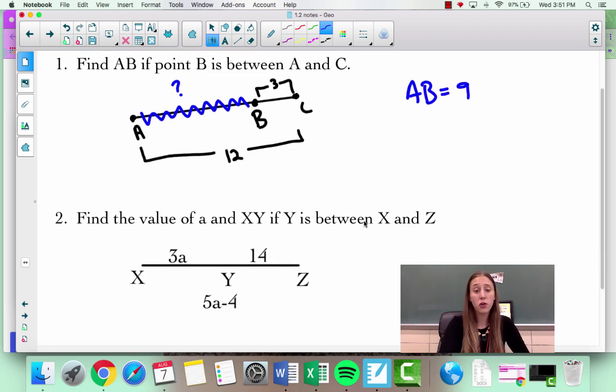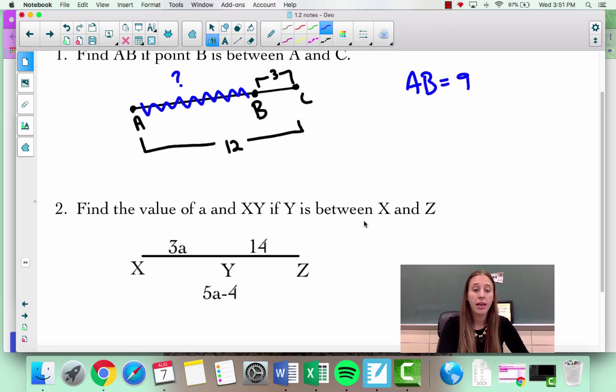Now we can take this one step further. It says find the value of A and XY if Y is between X and Z. So I've gone ahead and labeled the picture already for you, but make sure you know also how to draw the picture yourself. And we've got these things labeled, points X, Y, and Z. So now we just have to set up an equation. Now the key here is knowing that you can add smaller segments to equal the larger segment. So XY and YZ together would get you all of segment XZ. So XY plus YZ will equal XZ.